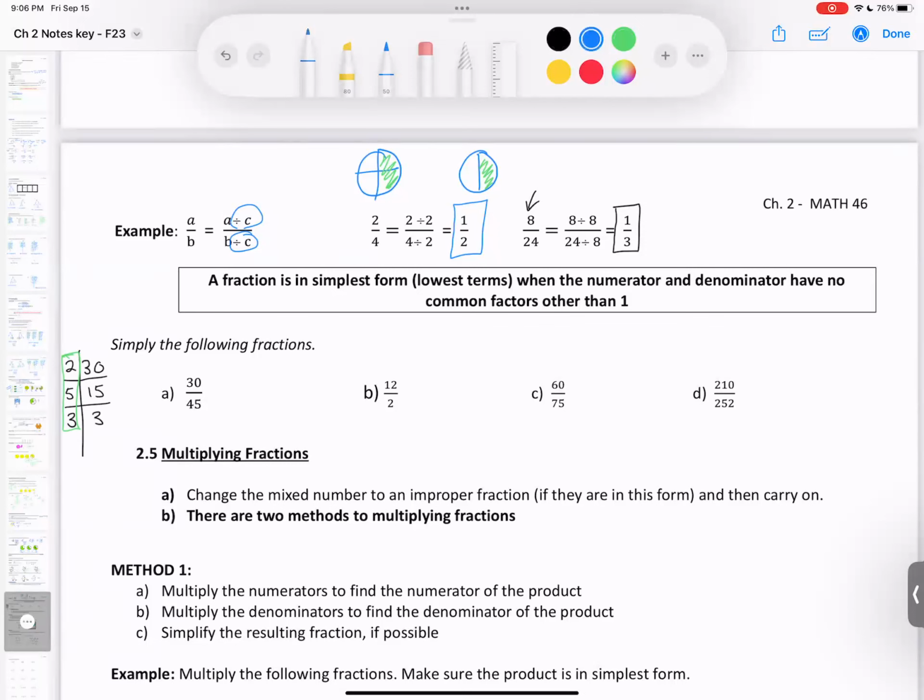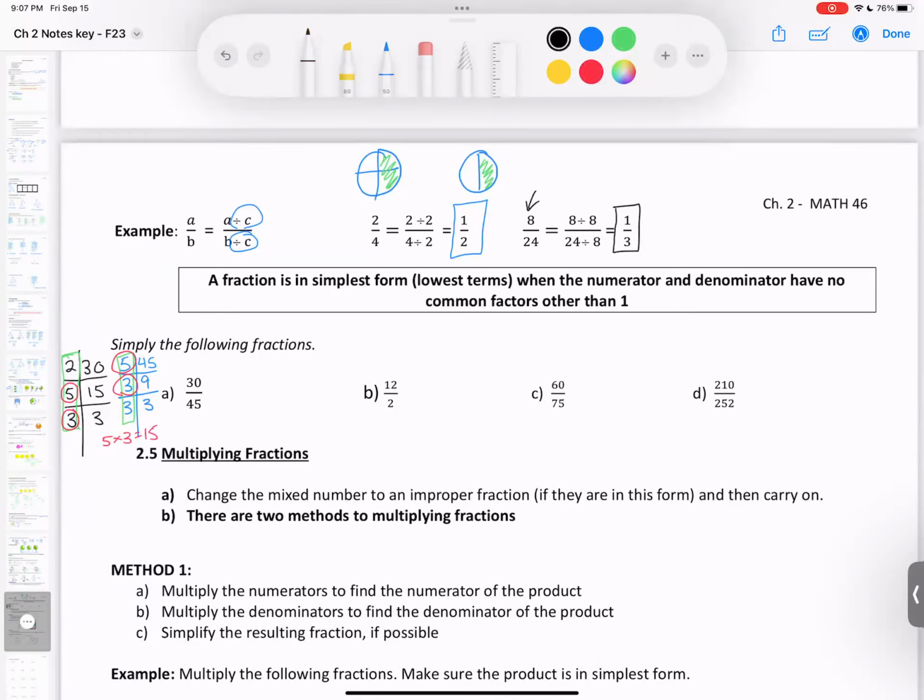Now let's do the same thing for 45. So 45 is divisible by 5. That's going to give us 9. 9 is divisible by 3 to give us 3, and 3 is prime. So here are my prime factors for 45. So for my GCF, I need to look at what's in common. I have one 5 in common and one 3 in common. So my GCF is going to be 5 times 3, which is 15.